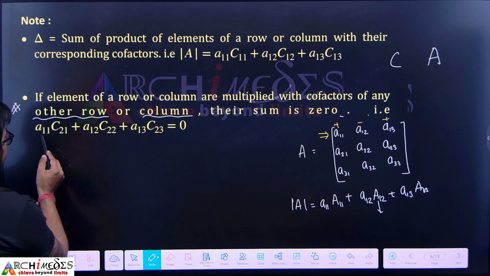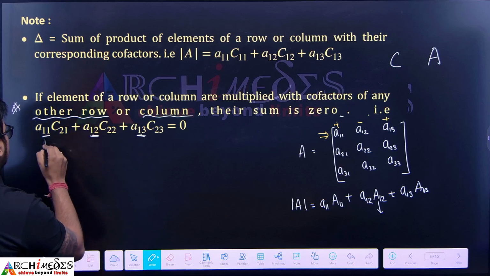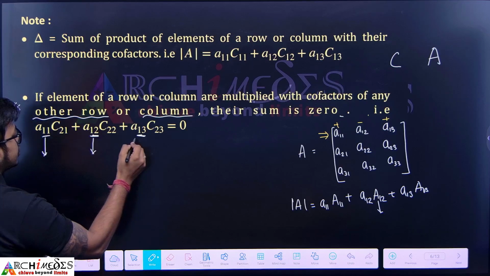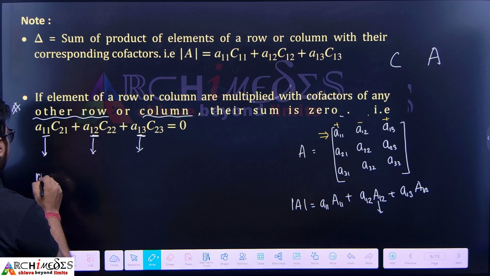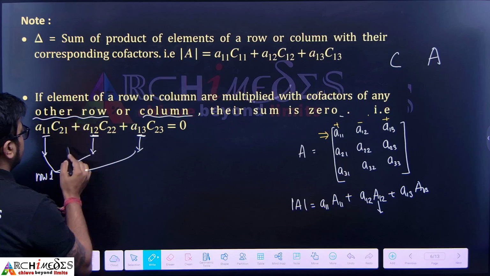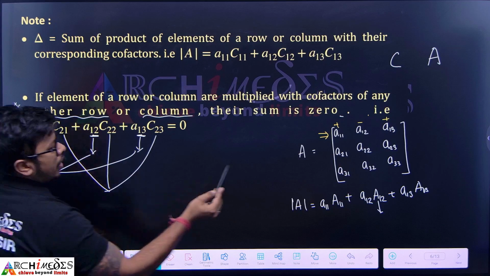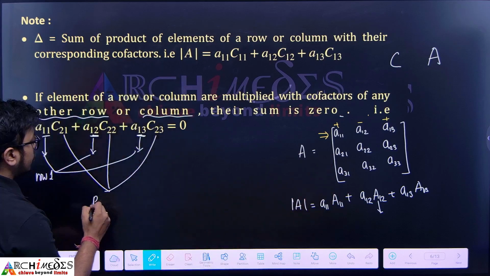That means look over. This is which row? This is the first row. Clear? This is row 1. And this is which row? Cofactor 2 1. 2 1 means this one. This is row 2.